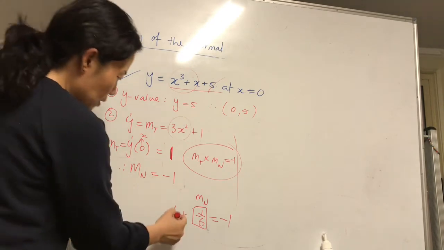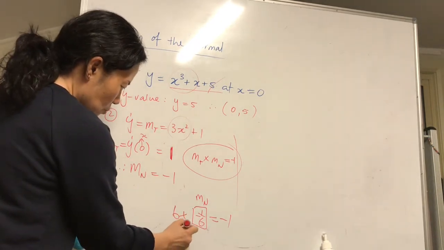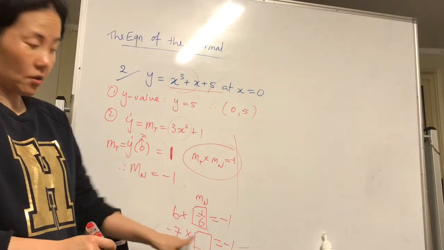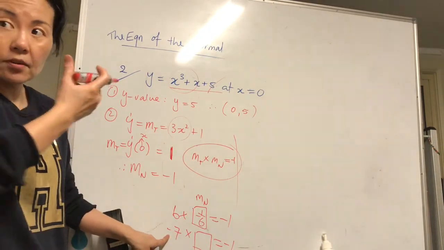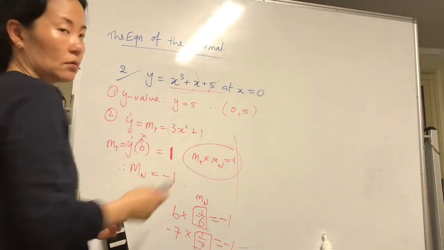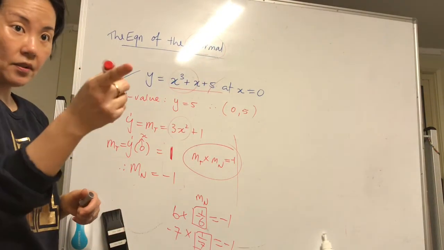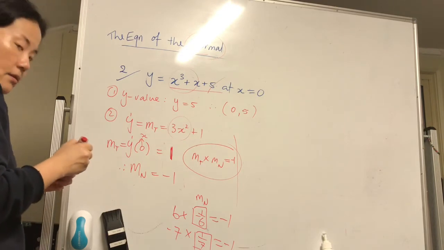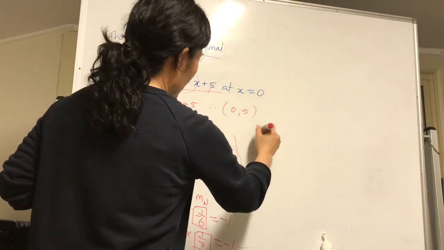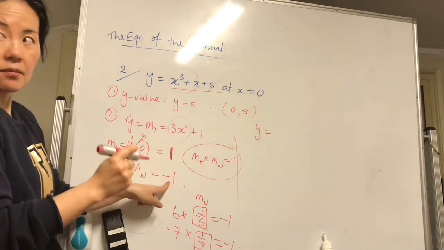So if it was minus 7, what would that be? Minus 1 over... this one has to be positive, wouldn't it, because the minus is already there. So it'd be 1 over 7. Correct. That's all it is for the normal. Are we okay with that? Are you alright with this? Yeah. Okay, good.